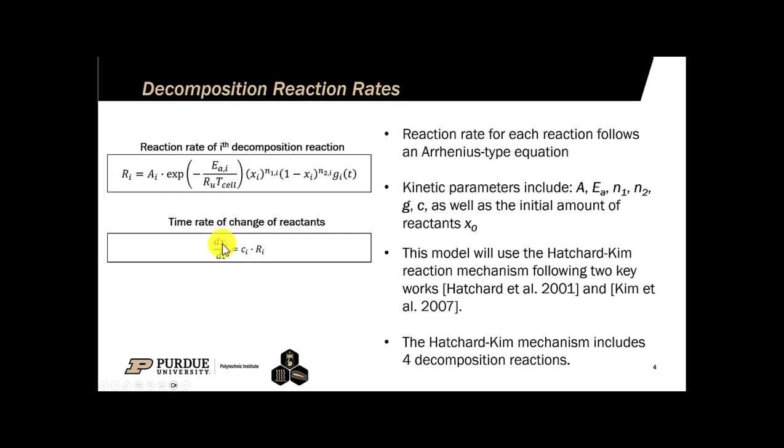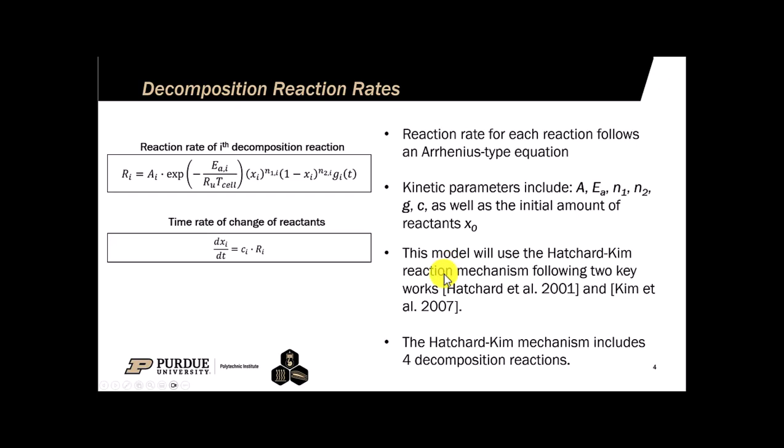The reactants will change over time according to this ordinary differential equation. dx over dt is equal to Ci times Ri. In most cases, Ci is just a -1, which indicates that the amount of reactants decreases over time. For some reactions, X represents the progress of reaction and increases over time, in which case Ci would be +1.